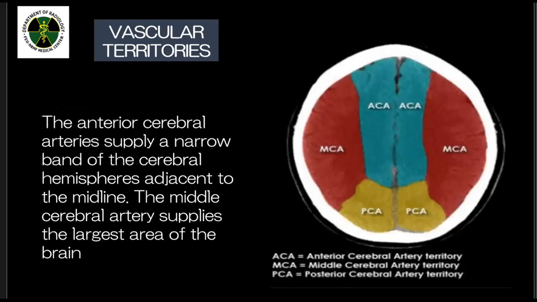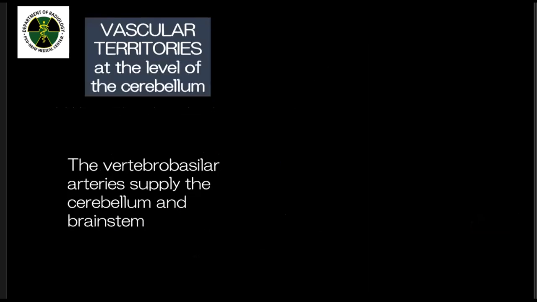So for the vascular territories, the anterior cerebral arteries supply a narrow band of the cerebral hemispheres adjacent to the midline. The middle cerebral artery supplies the largest area of the brain. ACA means anterior cerebral artery territory, MCA means middle cerebral artery territory, and PCA means posterior cerebral artery territory.